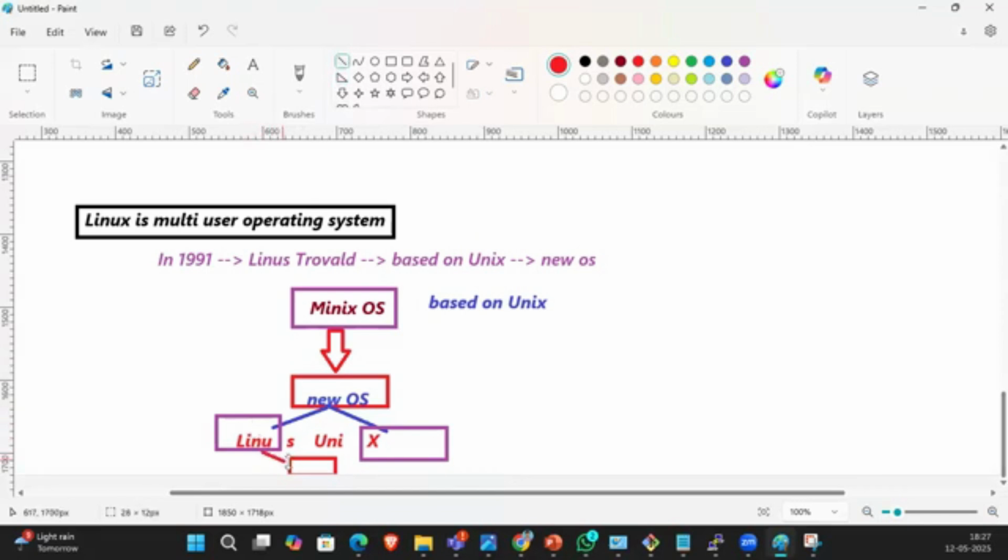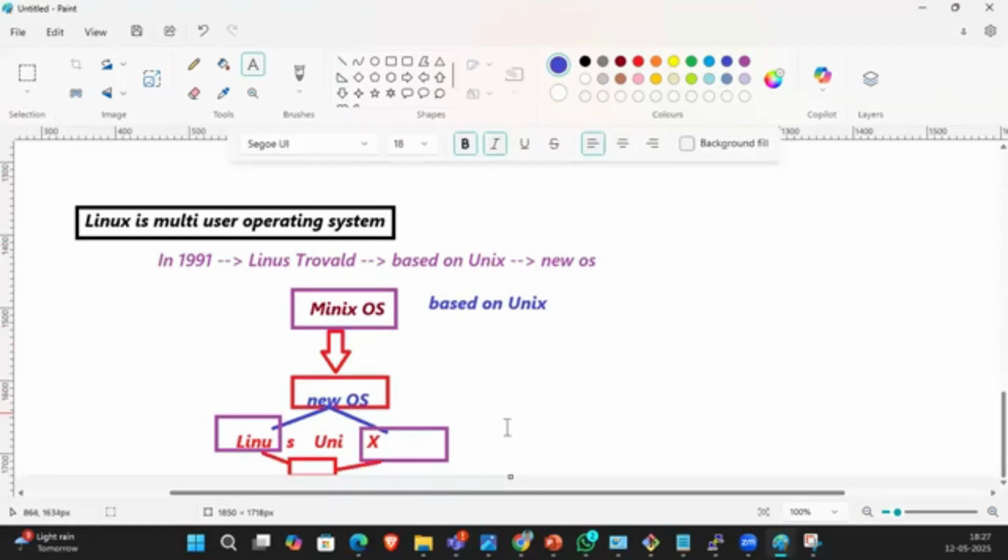Guys, understood? You now understood how Linux came into the picture? Very good. So Linux OS came into the picture, and he released it as open source.